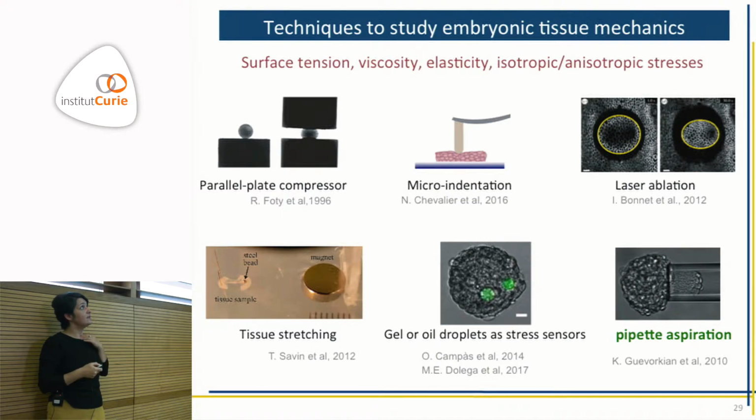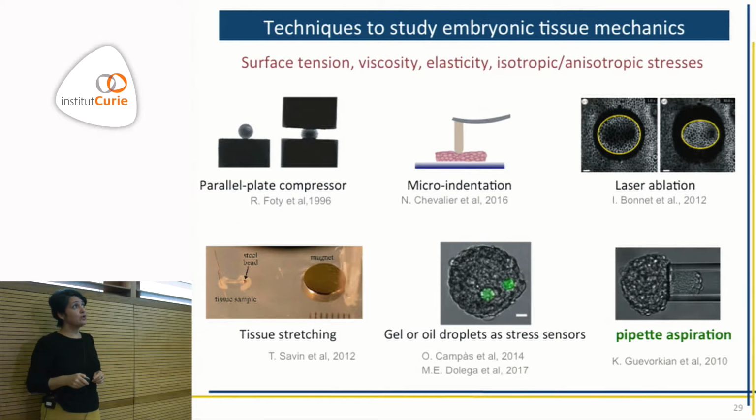What they did is stick a magnetic bead to one side of the tissue, and with a big magnet, so it's very artisanal, as you can see, you can pull on this tissue. By the deformation of the tissue, you measure its elasticity. Here, you have a gel drop inside an aggregate. It's similar to the oil droplet that I showed you. Again, you can measure the stresses and so on.